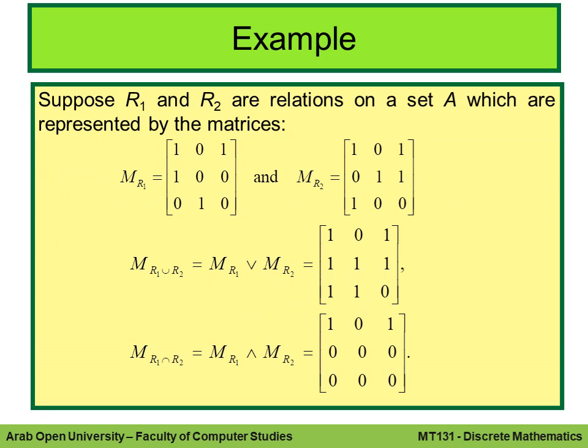Here is an example. R1 and R2 are relations on a set A represented by the given matrices. The one to the left is the matrix for R1 and the matrix for R2 is on the right side. If I want the matrix for the union, R1 union R2, just take the join of the matrix for R1 with the matrix for R2, and here is the result. The matrix for the intersection, R1 intersected with R2, is just the meet of the matrix of R1 with the matrix for R2. And here is the result for the meet, which is the matrix for the intersection.